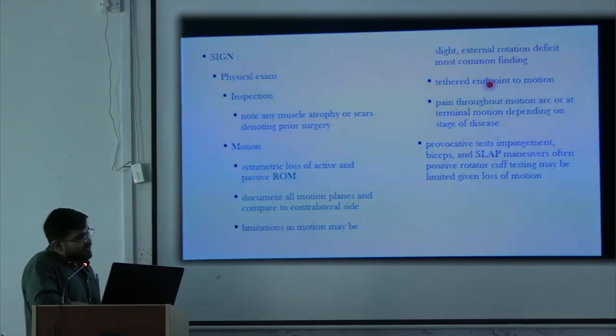So what are the signs you can see in the physical examination? On inspection, we can note any muscle atrophy or scars from prior surgeries, as we already learned about the intrinsic and extrinsic causes of the frozen shoulder. Then in motion, we can check all the range of motion of the shoulder: flexion, extension, external rotation, internal rotation, abduction, adduction. Document all the motions in all the planes and limitations in motion. Limited external rotation, as we have already learned, is the most common finding.